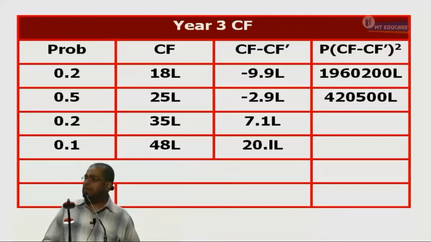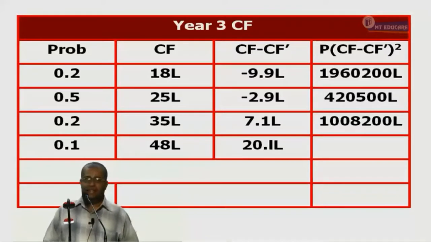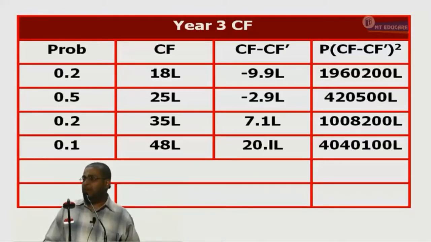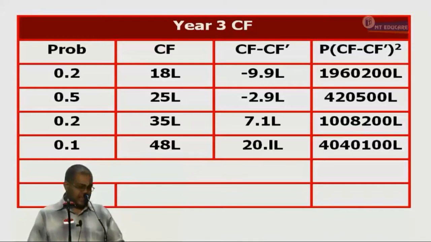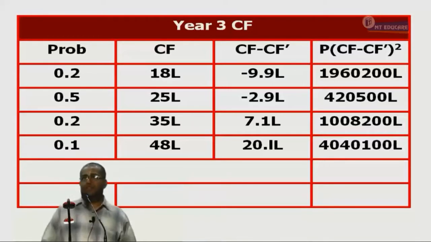0.2 into 7,10,000 into 7,10,000. What is the number? 10 lakh 8,200. Then 0.1 into 20.1 lakh into 20.1 lakh. If you multiply, what is the number here? It is 40 lakh 40,100.